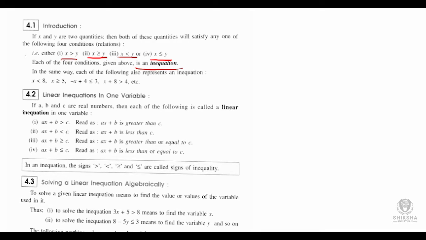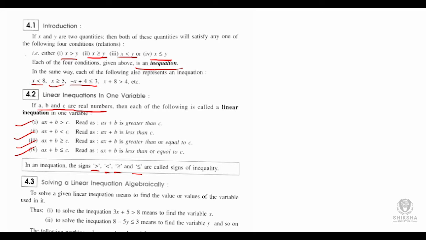In the same way, each of the following also represents an inequation: x less than 8, x greater than or equal to 5, minus x plus 4 less than or equal to 3, and so on. Now, linear inequations in one variable. If a, b, c are real numbers, then each of the following is a linear inequation in one variable: ax plus b greater than c, ax plus b less than c, ax plus b greater than or equal to c, ax plus b less than or equal to c. In an inequation, we do not use equal to; we use the signs greater than, less than, greater than or equal to, less than or equal to.